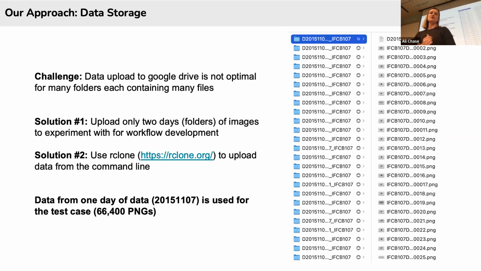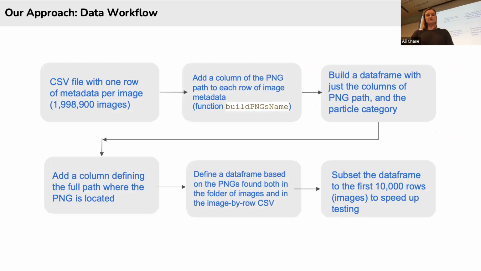Valentina found a solution using rclone, and then we were at least able to get a couple of days of data onto the Google Drive. So we started using data from one day. This is right near the beginning of the first research cruise in the North Atlantic. There were 66,000 images on this day. We ended up subsetting down to 10,000. And so here's our initial data workflow in the Google Drive Colab space using Python and Jupyter notebooks.